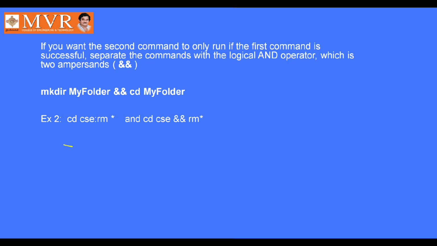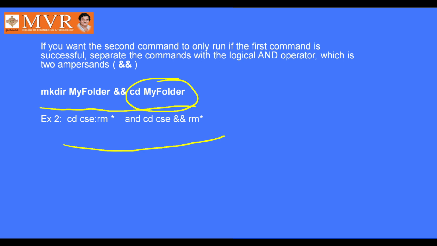So a best example we can see here is, say for example, the first example is mkdir my folder. What is mkdir? Mkdir is nothing but we want to make a directory with the name my folder, and then once the directory is created, we want to change to that directory by using the cd my folder command. So whenever mkdir my folder is created, then only the second command cd my folder will be executed, because without the existence of the my folder directory, we cannot go into it.